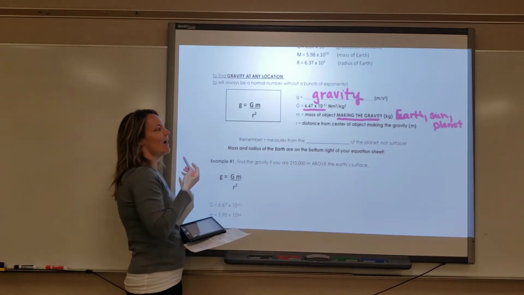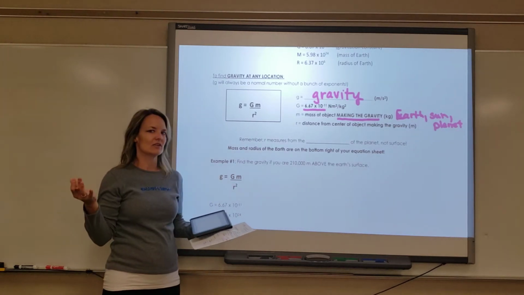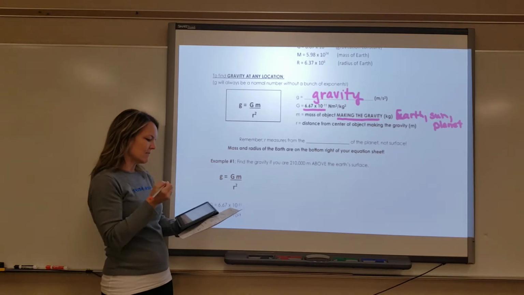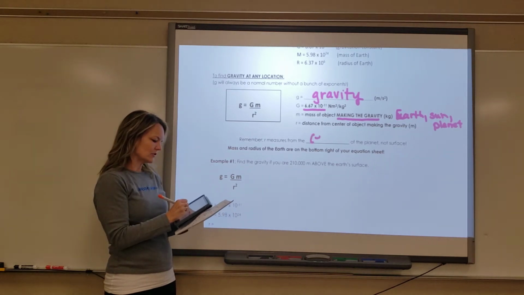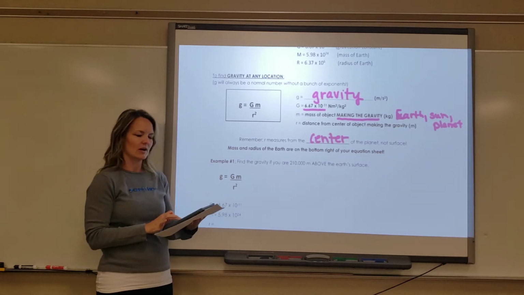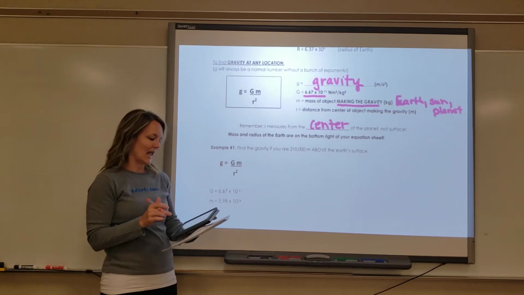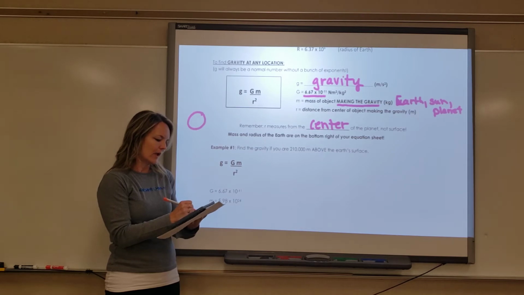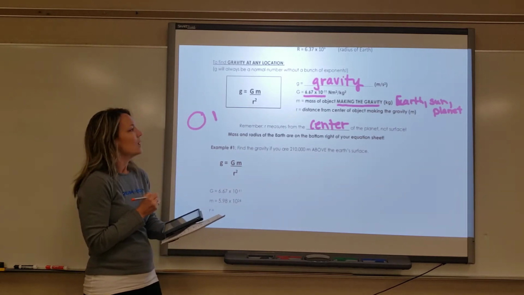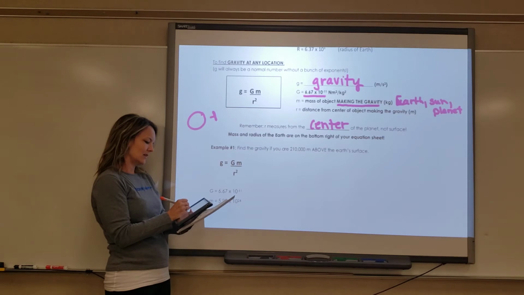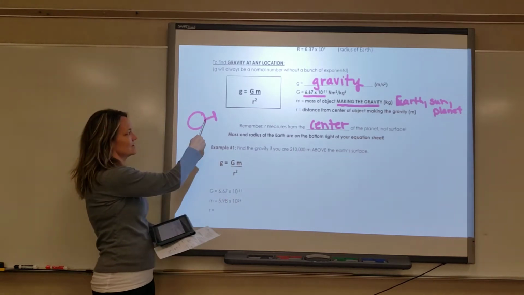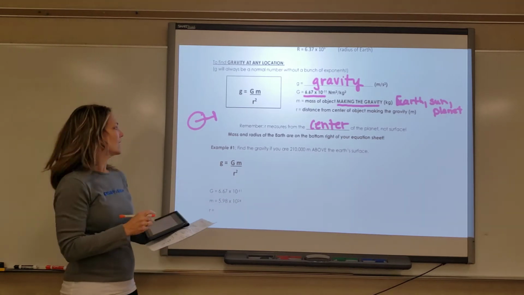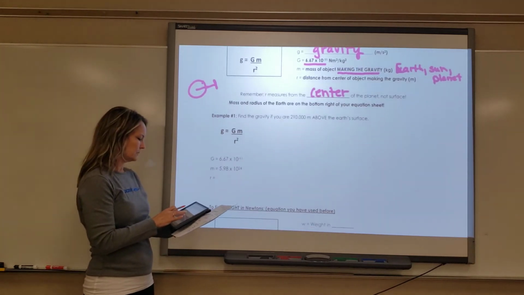And then finally, R, still think of it as the radius. It's the distance to the center of the object making the gravity. So it measures to the center of the planet, not the surface. It has to go all the way. So if you think of the Earth right here, if we have something orbiting out here, the radius of the orbit does not just get us to the surface, it has to go all the way to the center. Okay, so that's what the R will stand for.